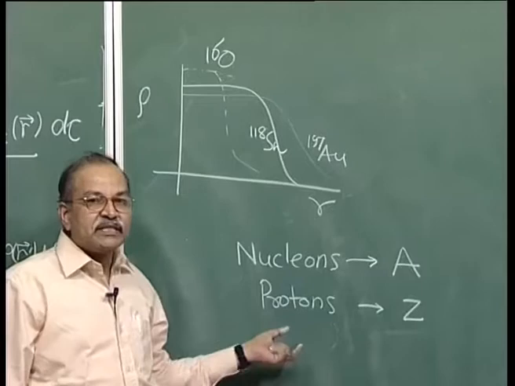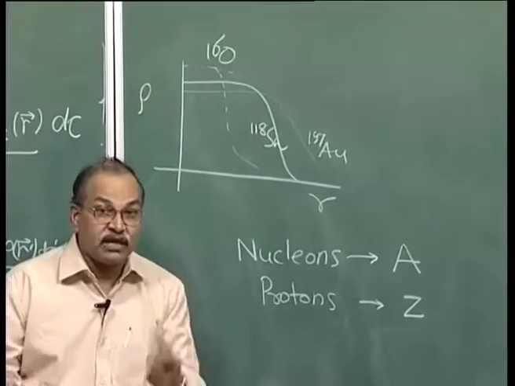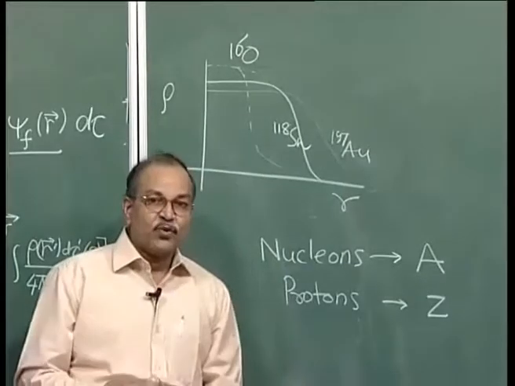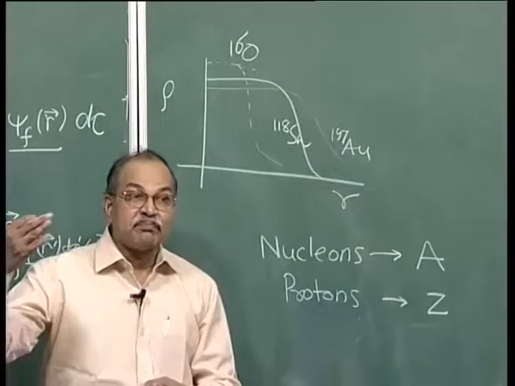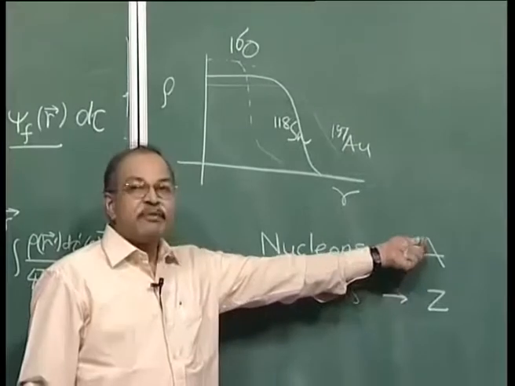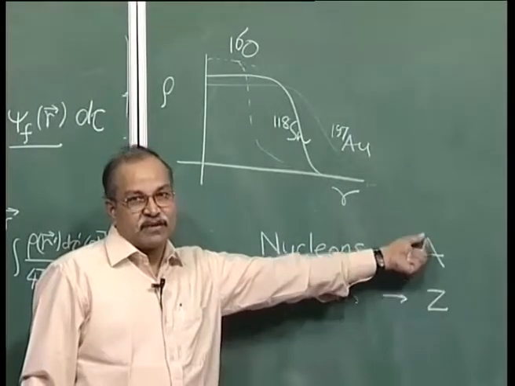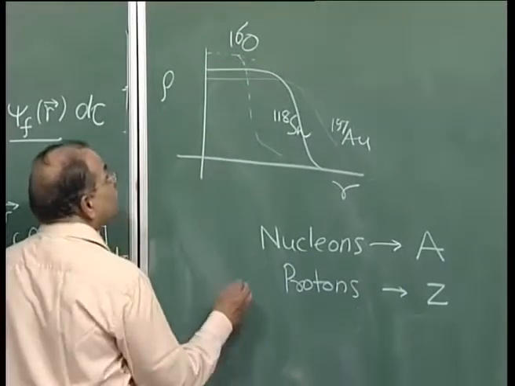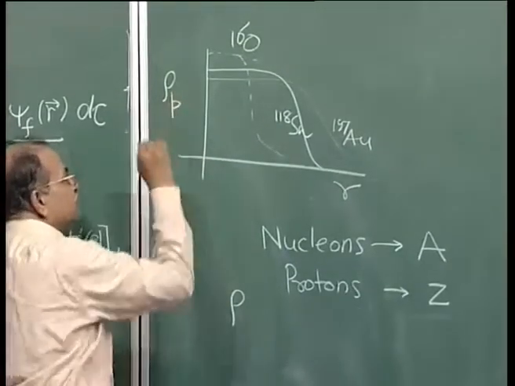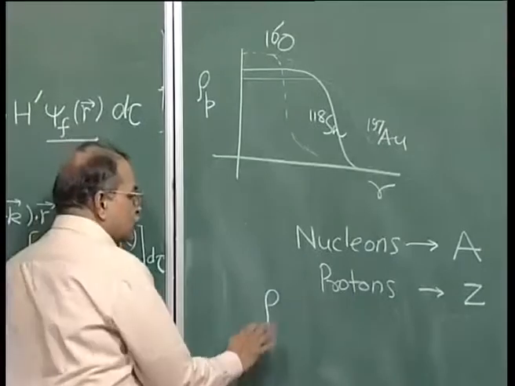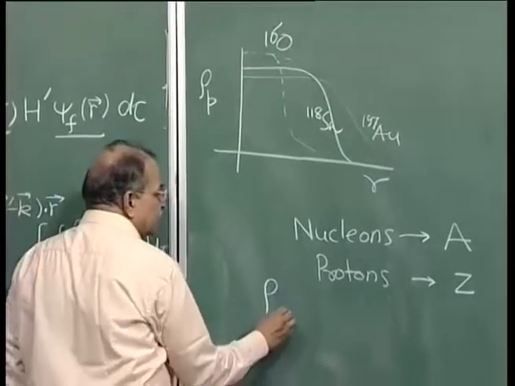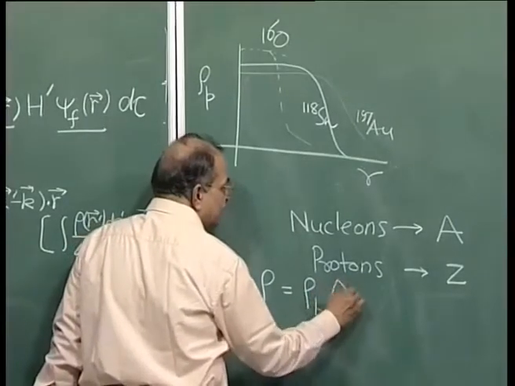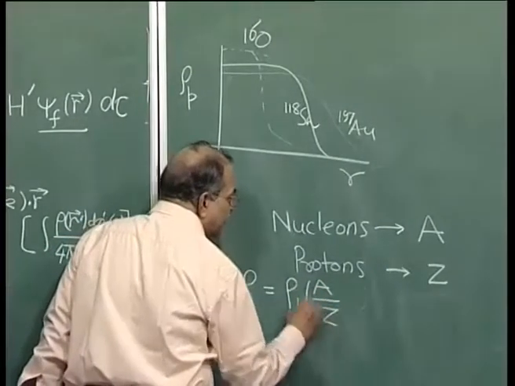Now, if I am interested in the mass distribution, total mass, so protons and neutrons both taken together, what do I have to do? I have to scale it up. From Z I have to make it A, the total should become A. And so, if this is the proton density and this is the total mass density of the nucleus, then this should be rho p times A by Z. You have to scale up, you just multiply by this.